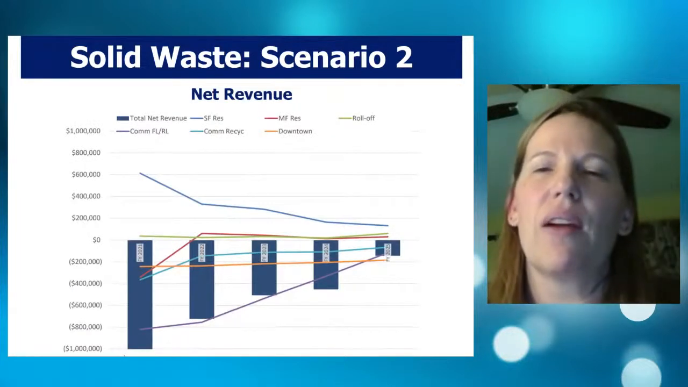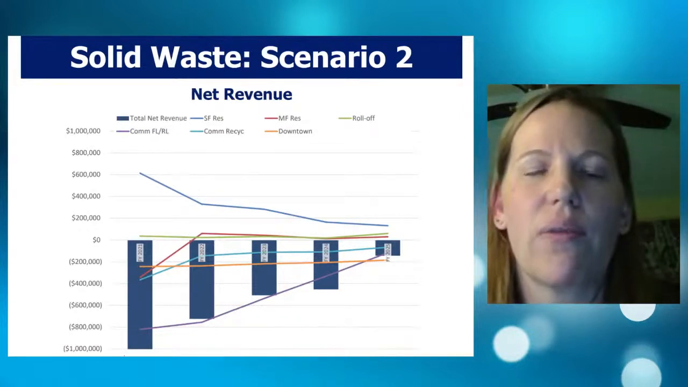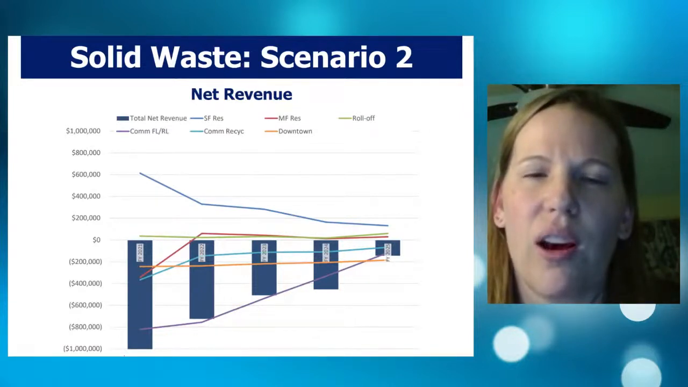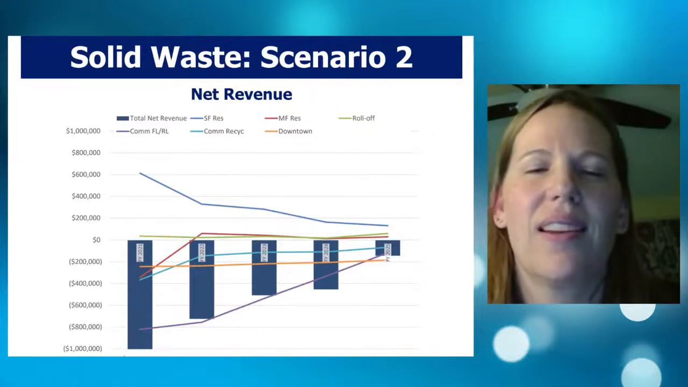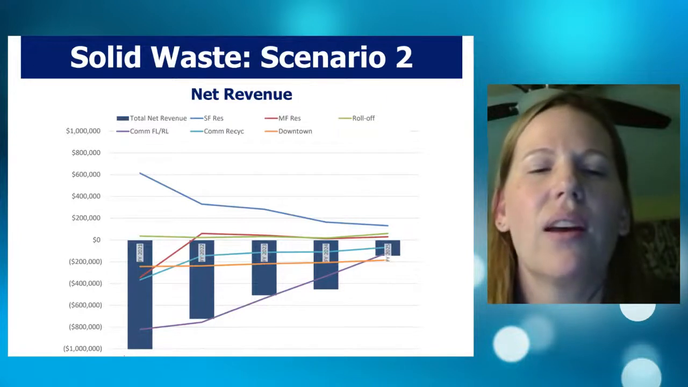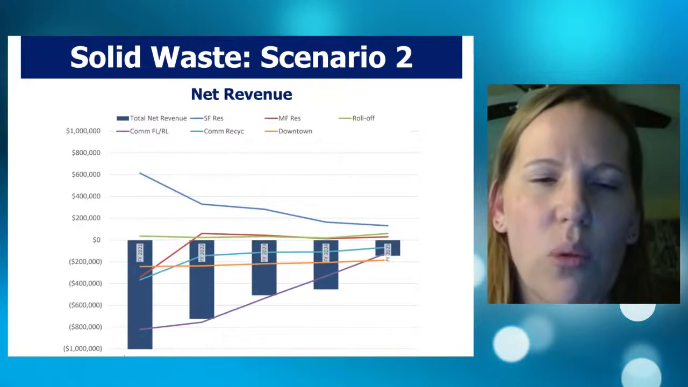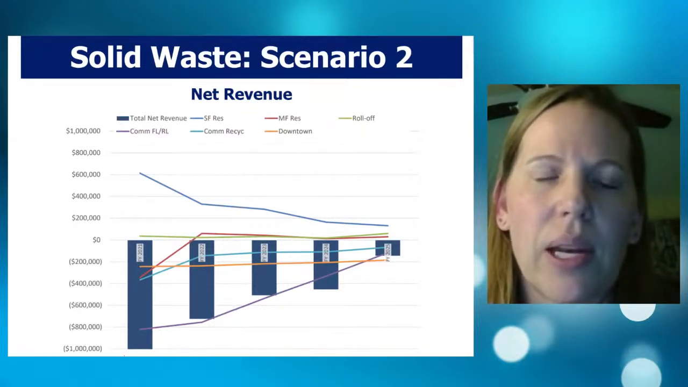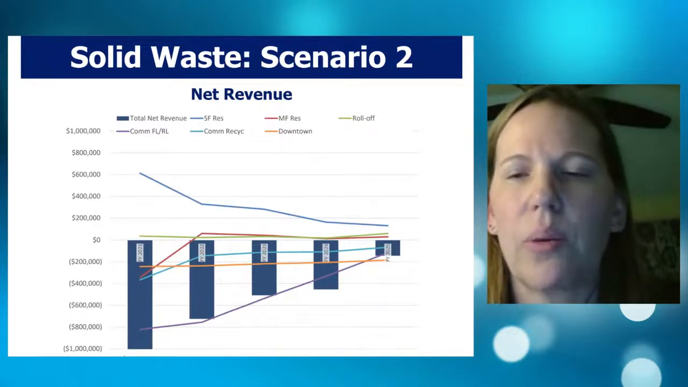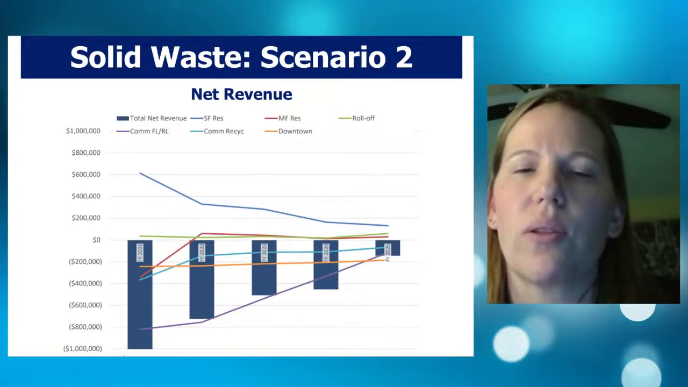So taking the same net revenue look at this scenario, looks very similar to the previous graph where all of our lines are very far apart in the beginning and they are getting very close by 2025. Our amount of deficit spending is a little bit more though in 2021 in this scenario. We are actually at $1 million deficit spending in 2021. But again, we still are working towards the zero goal in 2025. So this scenario achieves that goal.